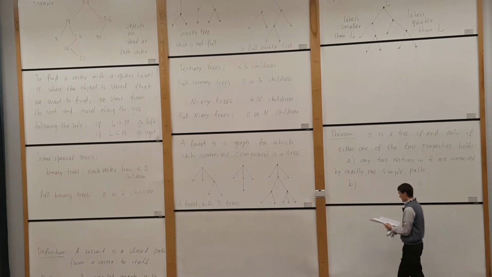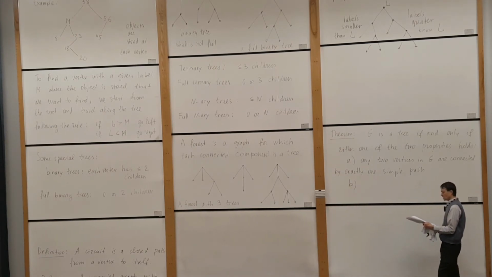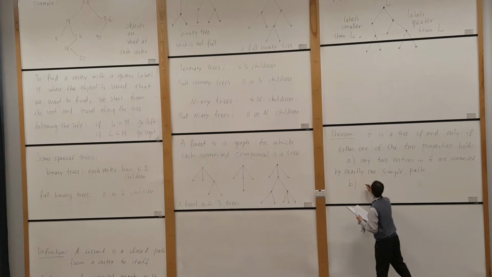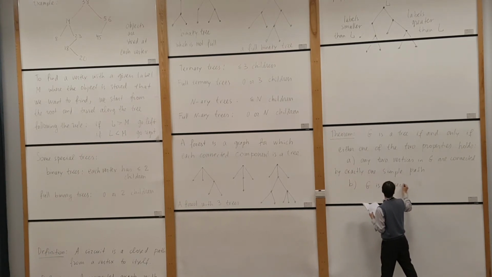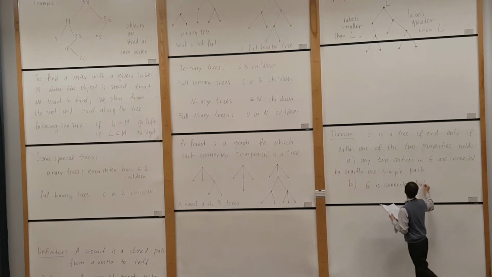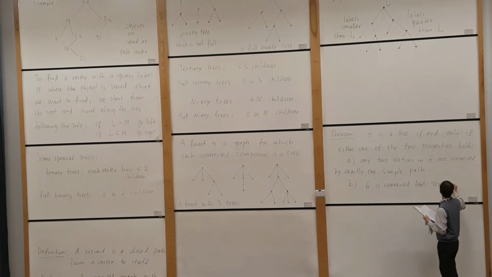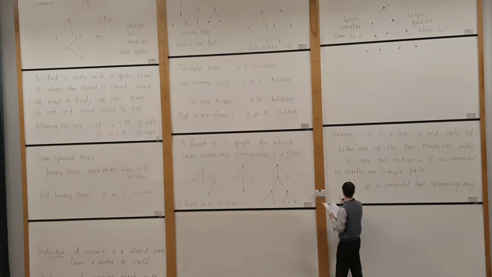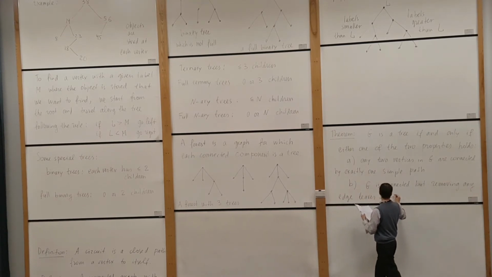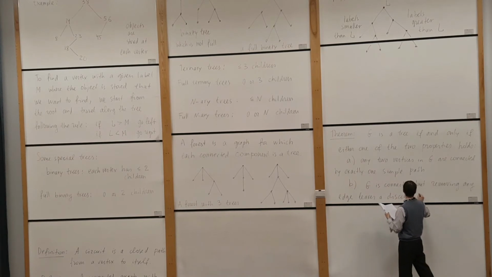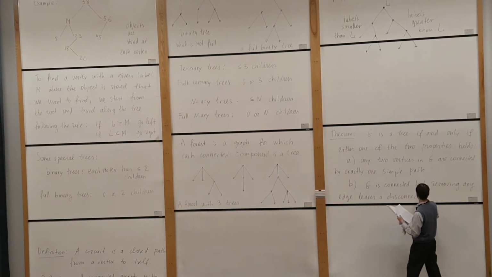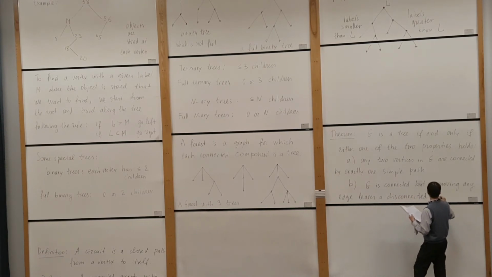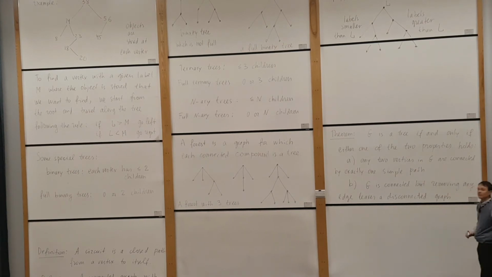And property B, the graph is connected, but removing any edge leaves a disconnected graph. G is connected, but removing any edge gives a disconnected graph. So this is also a very important property for applications.